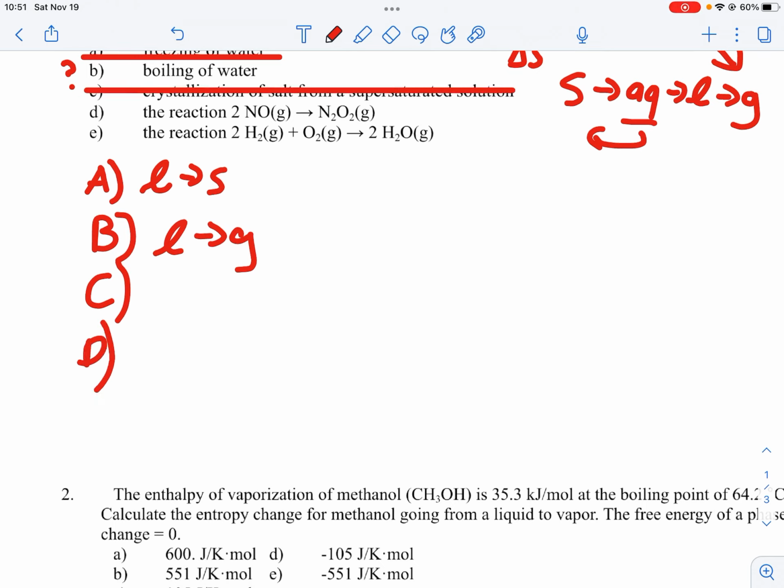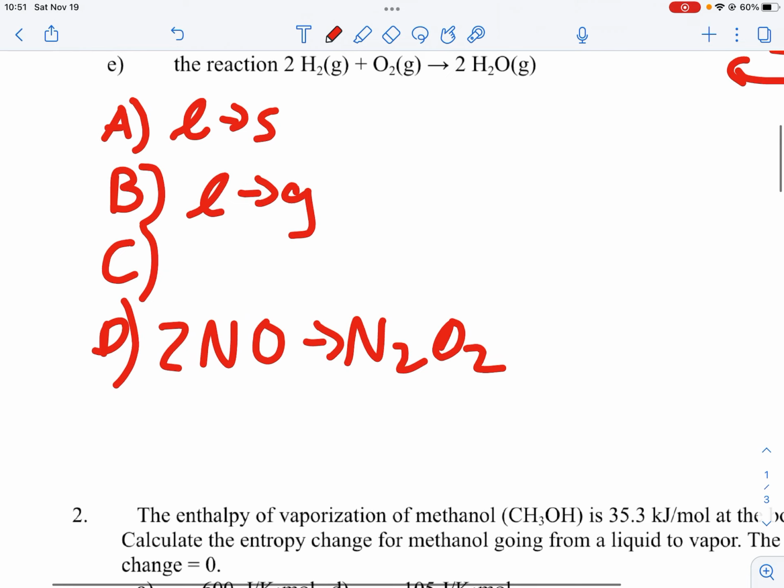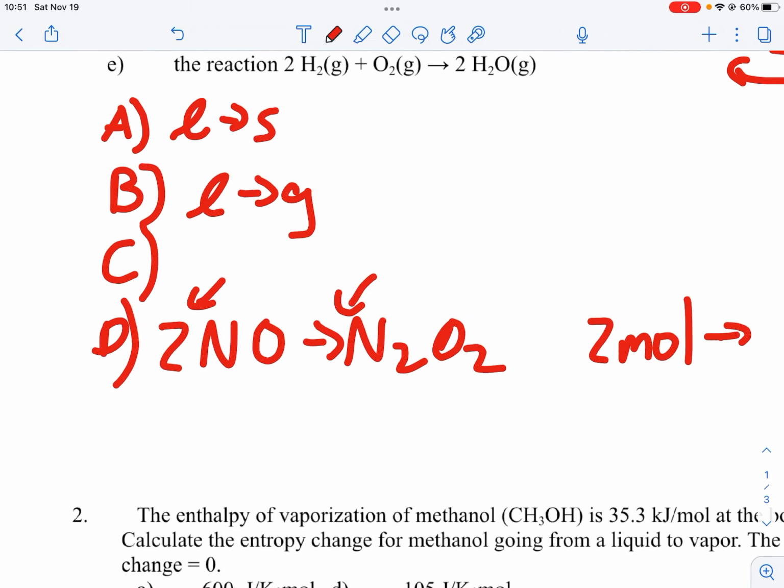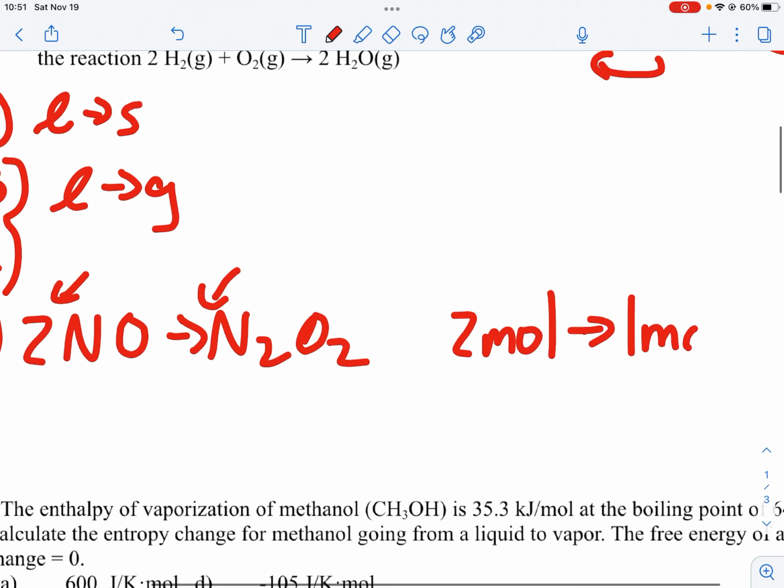Option D, the reaction 2NO reacts to make N2O2. Now we can see they do give us phase changes, but they're both gas, so we can't use that. But we see that goes 2NO to N2O2. And we can see another way to find out the delta S is the moles. And you can see with the 2NO, there are 2 moles here and 1 mole here. So if you're going from 2 moles to 1 mole, you're getting more ordered. Because if you have more moles, that's more disordered.